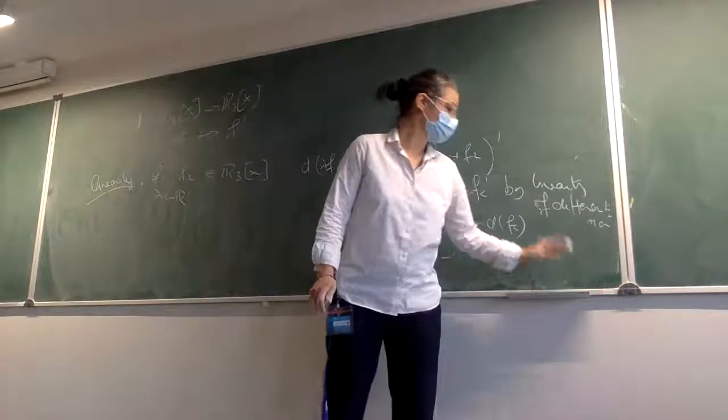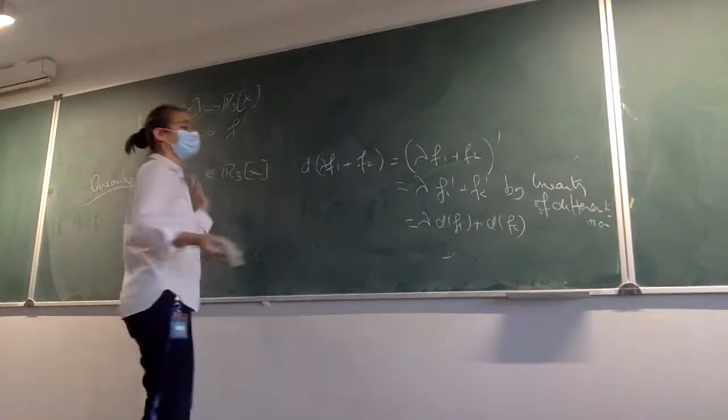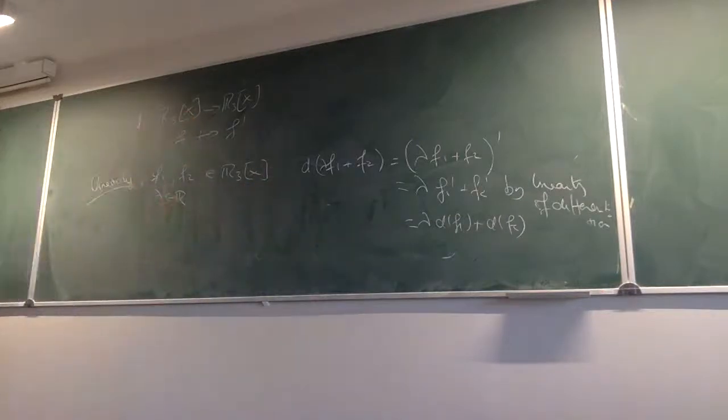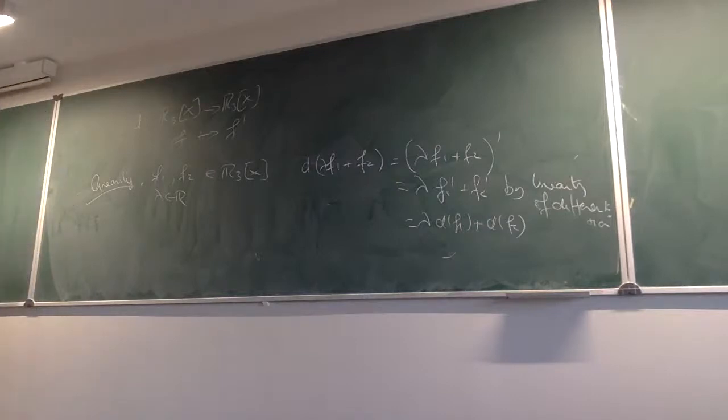Then if we look for the kernel and the image, we have many ways to do that. We can work with the corresponding matrix, or we can work only with the definitions. So let's do the two ways. First way, maybe to relate to what we did earlier, let's find the representing matrix, the matrix representation of this map.